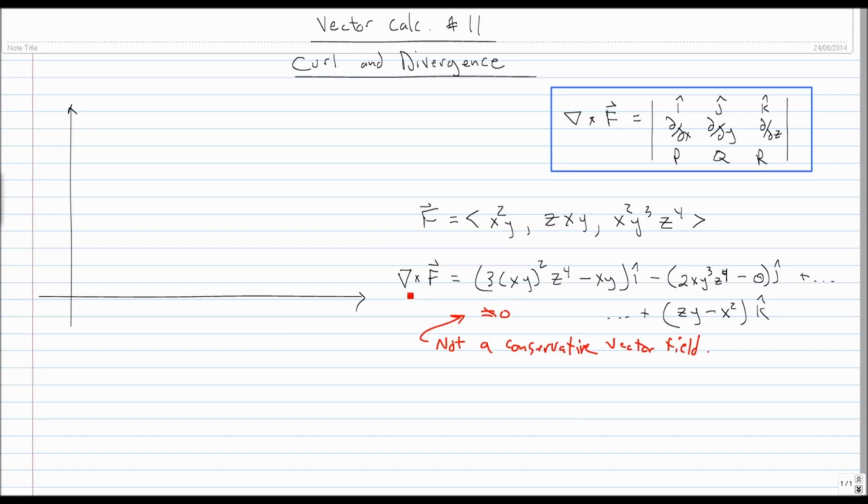Remember, if you were to compute the curl of a vector field and you were to find that it was conservative, then you would be able to use the fundamental theorem of line integrals in order to simplify things when evaluating the line integral. So it's a quick example.